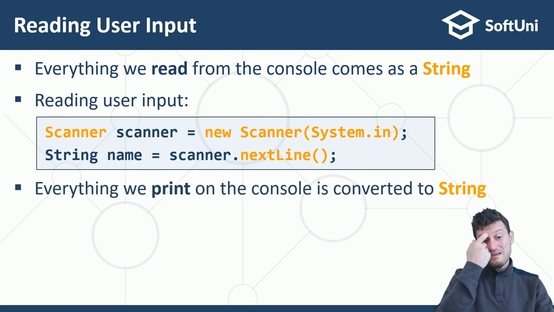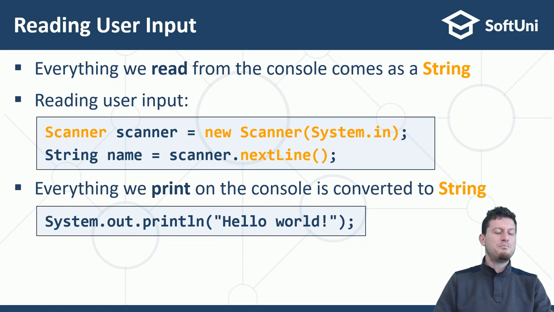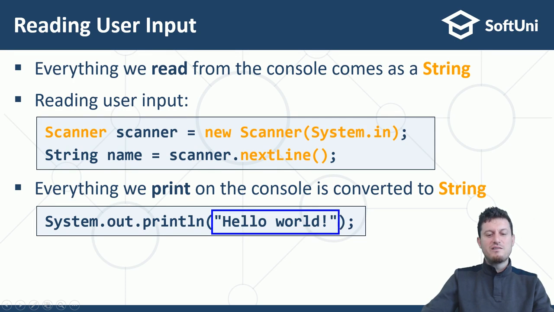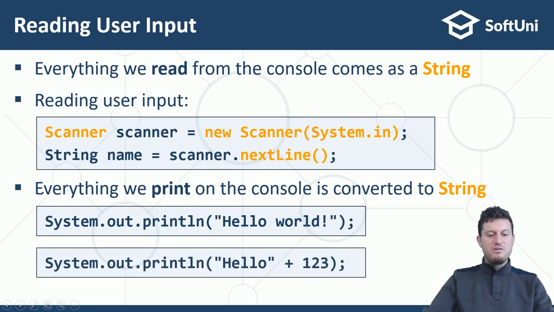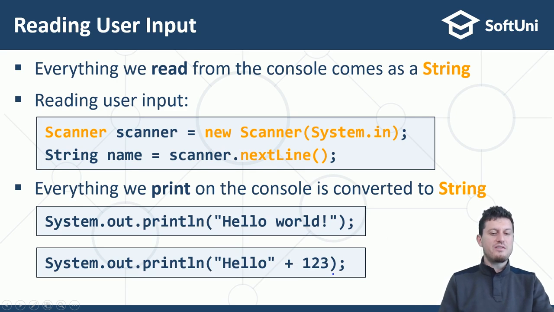Once you have the scanner, you can say scanner dot, please read the next line from the input. And everything we print on the console is also converted to string. So we say System.out.println of "hello world", and this is a string. Strings in Java are given in quotes. We can also produce strings using a string expression. We have a string and we combine this string with this integer number, and the result is hello123. It's another string. The console is string based.